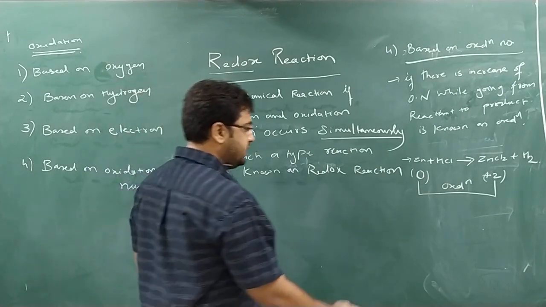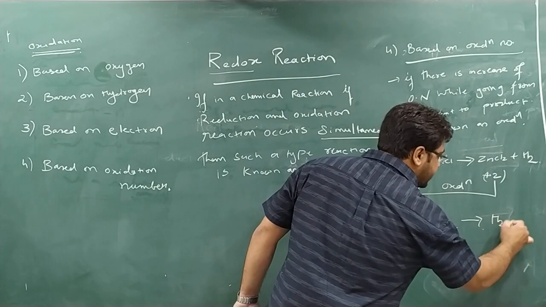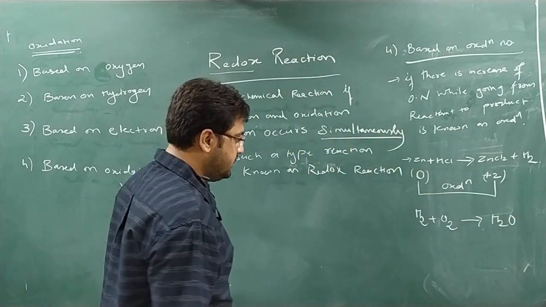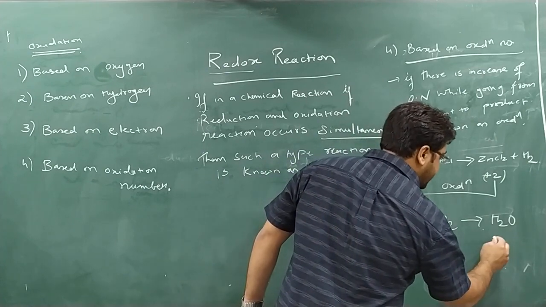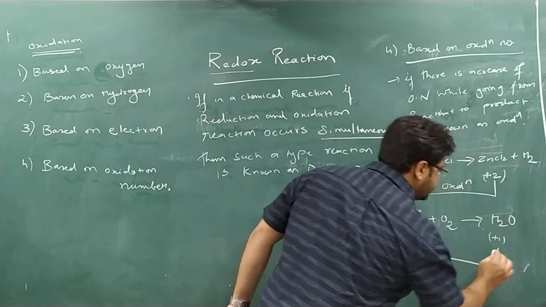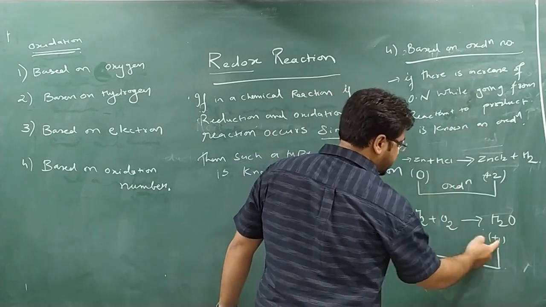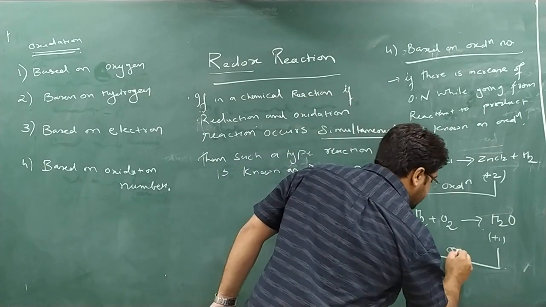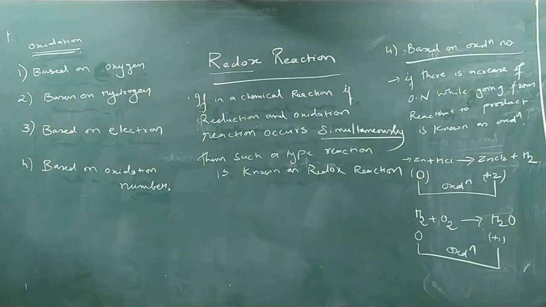Next example, H2 plus O2, I will get H2O, balance the reaction. The oxidation number of H2 will be 0. The oxidation number of hydrogen in water will be plus 1. Why? I will discuss later. 0 to plus 1, again there is an increase of oxidation number while going from reactant to product. So such a type of chemical reaction is known as an oxidation reaction. So this was the definition of oxidation based on these 4 types.